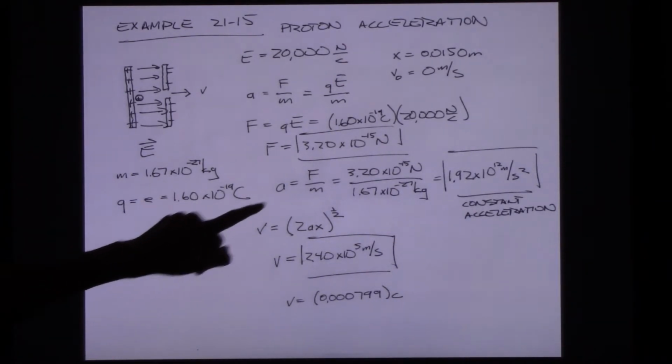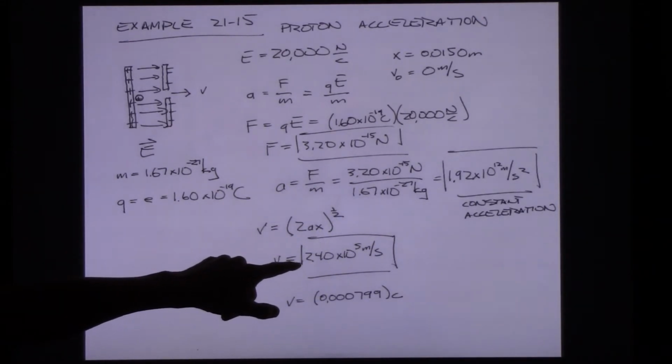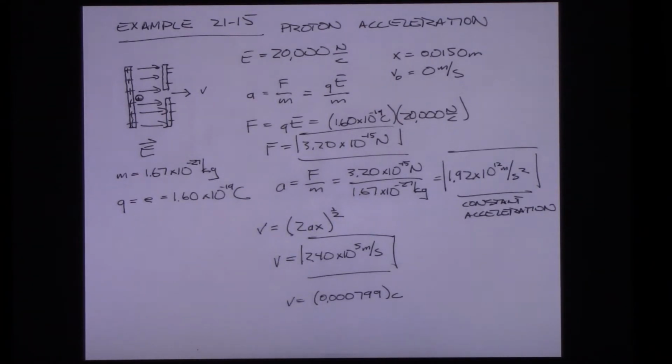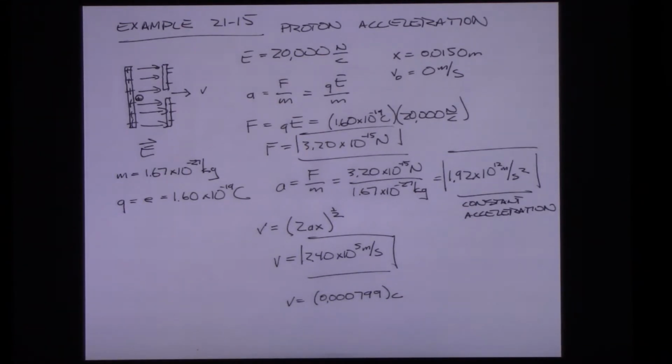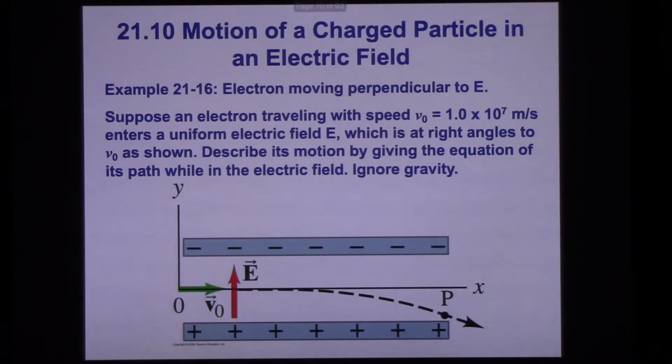I'm going to use the same constant acceleration formula. It says that the proton is only going to acquire a speed of 240,000 meters per second, or 0.000799 times the speed of light. So that's less than 1,000th of the speed of light. Okay, good to think about that comparison. It's always the mass of the proton, the difference in masses, that makes a difference.